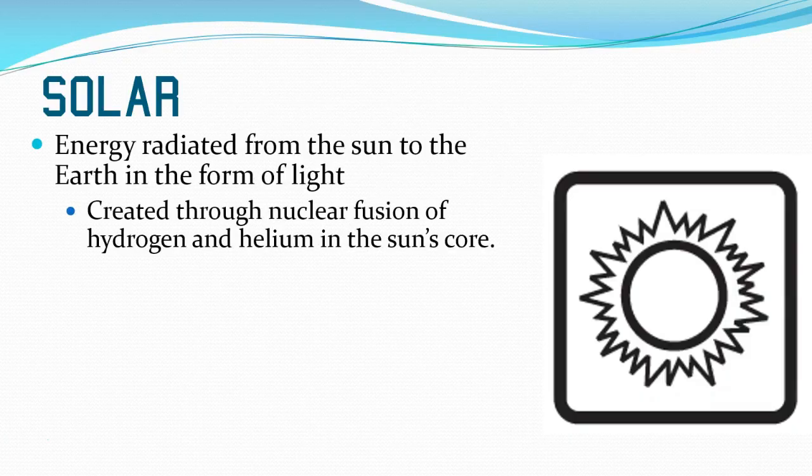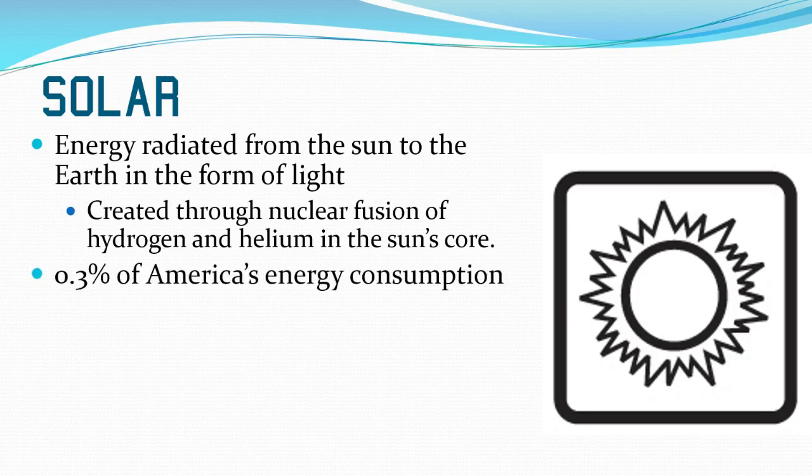Solar energy is energy radiated from the sun to the earth in the form of light, so radiant energy. It's created through nuclear fusion of hydrogen and helium in the sun's core. All of our energy, or most of the energy we deal with on Earth, starts as this nuclear energy in the sun's core, and then it comes through radiant energy or light energy to Earth.